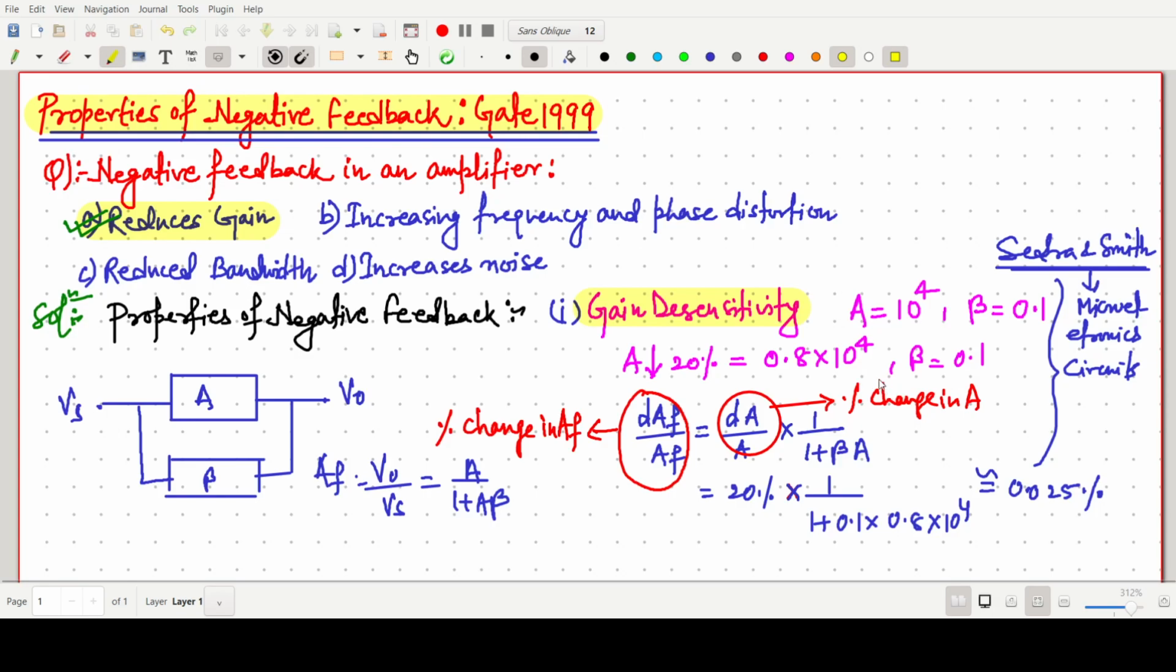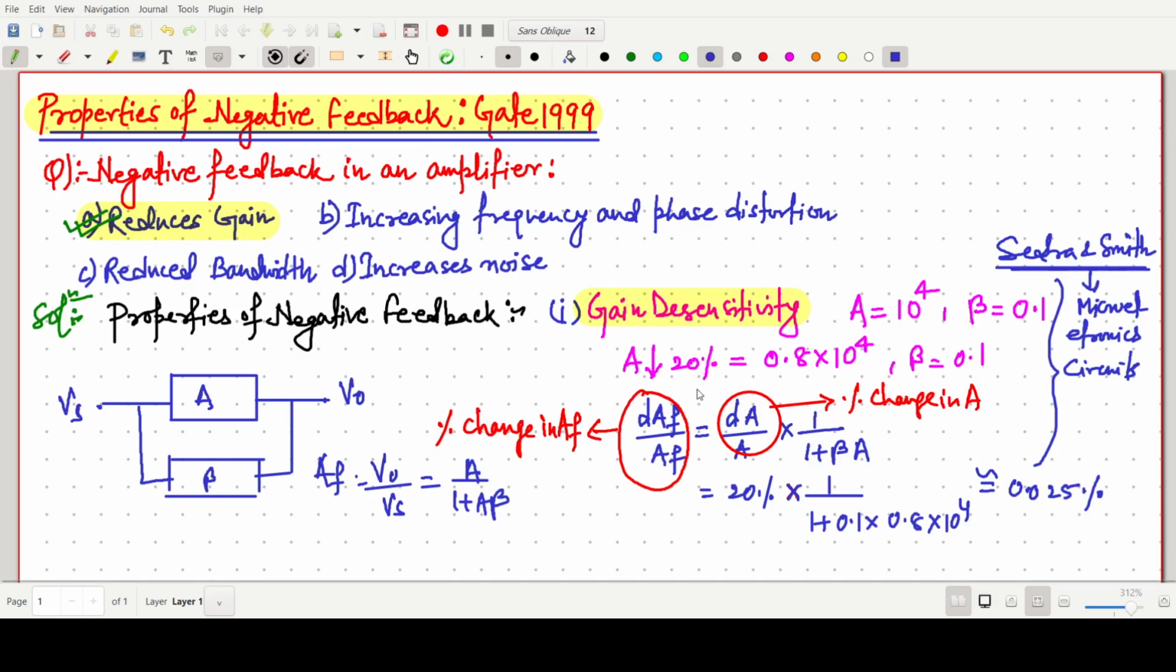So we can say this one is the first property, which is gain desensitivity, meaning it makes the value of the gain less sensitive towards the variation in the circuit parameter. So the overall circuit is very less dependent on the amplifier gain. Okay. So this is the first property, the gain desensitivity, because our gain is very much stable even if there is a change in A.